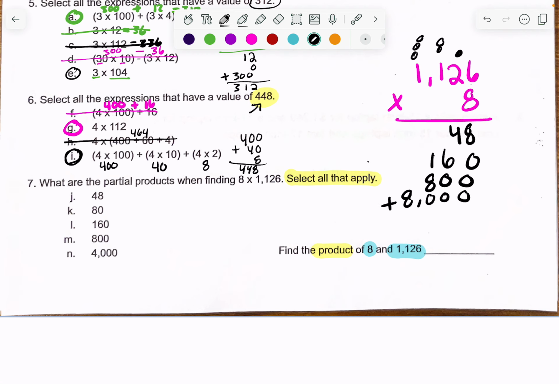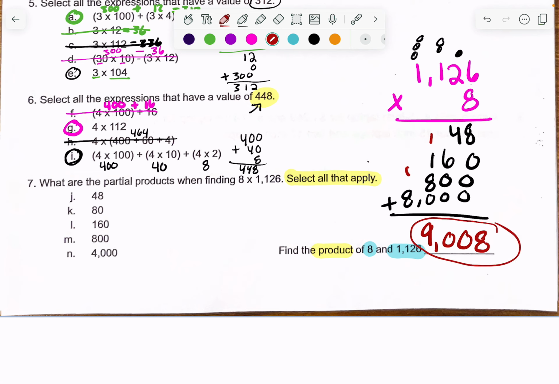Now I'm going to add up my total number. I'm going to put it in red right on my line. So 8 plus 0 is 8. 4 plus 6 is a 10. I'm going to put the 0 down, carry the 1. Oh, this is another one. 0, carry the 1. So 9,008. 9,008 is my correct answer.